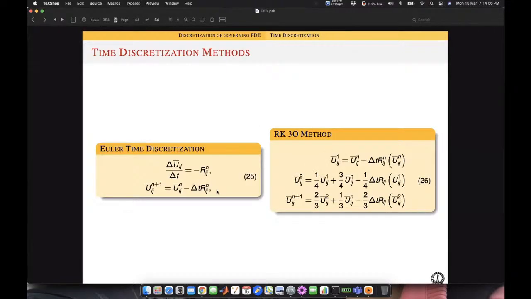So approximate the time derivative, and you transfer those values. If you don't want time accuracy, you can use the first order Euler time discretization methodology.